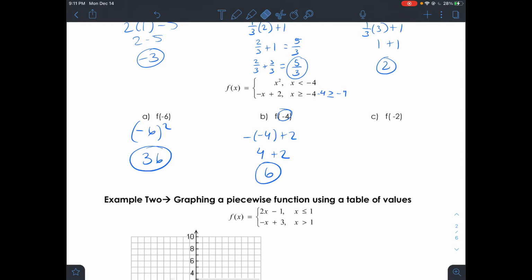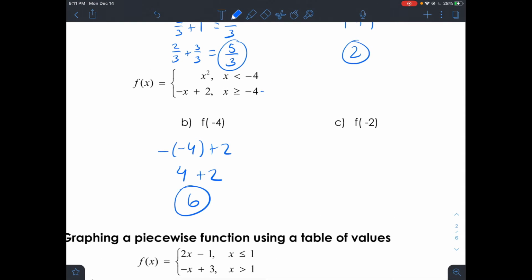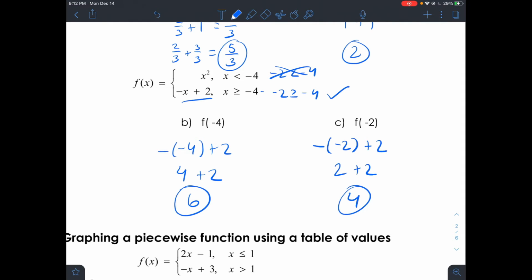All right, awesome. So now we got our last one here. We've got f of -2. So again, we have to figure out, well, which equation is going to work for -2? Is -2 less than -4? No, right? -2 is bigger than -4. Is -2 greater than or equal to -4? Yes, it is. So we're going to use that second one. So we're going to do -(-2) plus 2. We end up with a +2 plus 2, which is going to give us a 4.